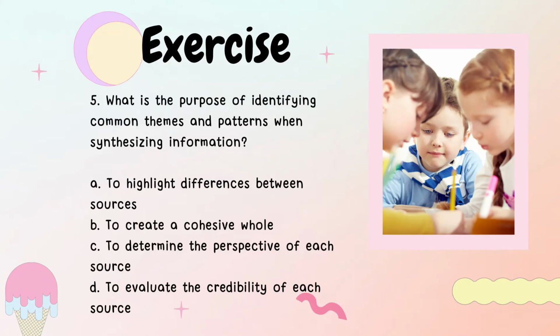Make a perfect score. Here is the last question. Number 5. What is the purpose of identifying common themes and patterns when synthesizing information? A. To highlight differences between sources. B. To create a cohesive whole. C. To determine the perspective of each source. D. To evaluate the credibility of each source.